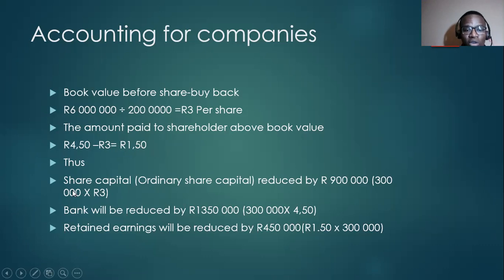That means your share buyback, which is the ordinary share capital, is going to be reduced by 900,000, which is 300,000 shares times 3 rand, the book value. Then the bank will be reduced by 1,350,000, which is 300,000 times 4 rand 50, because they've paid 4 rand 50 for the shares that are being bought back. Then your retained earnings is going to be reduced by 450,000. Why? Because it is 1 rand 50 times 300,000.